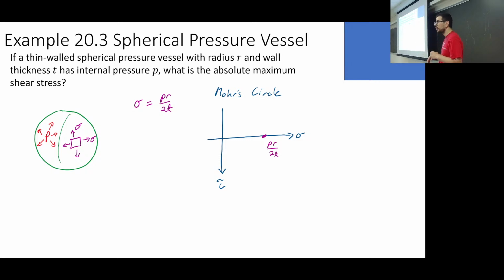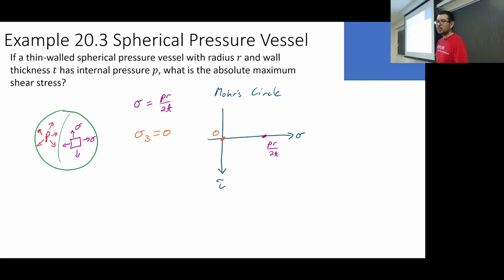You'd say 0, right? But now we go 3D. We have a sigma 1 and sigma 2 that are equal to each other, but sigma 3 is 0. So the absolute maximum shear stress is not 0. The absolute maximum shear stress is going to be PR over 4t. Everyone see that? This is a pretty significant result.